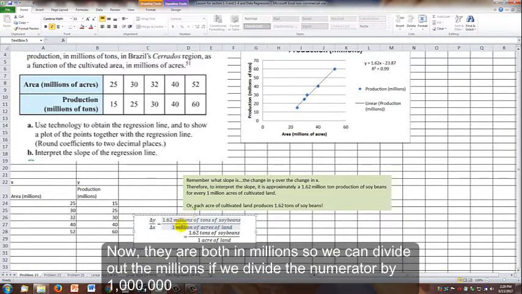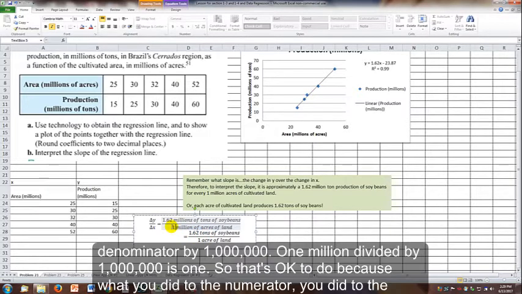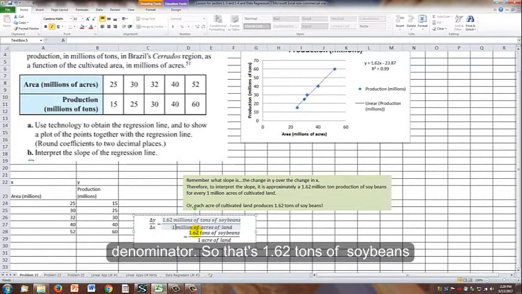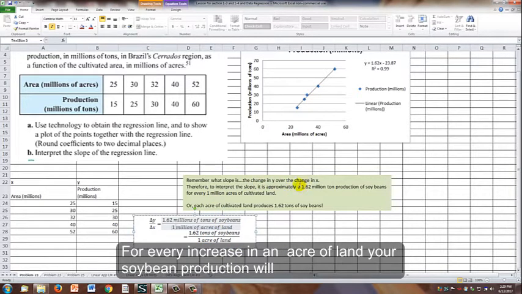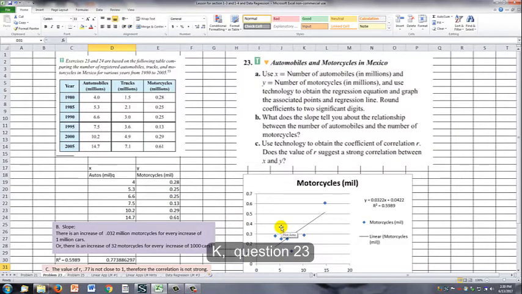Okay, now they're both in millions. So we can divide out the millions. If we divide the numerator by a million, you get 1.62 tons. If you divide the denominator by a million, 1 million divided by a million is 1. So that's okay to do because what you did to the numerator you did to the denominator. So that's 1.62 tons of soybeans for every 1 acre of land. So to interpret, for every increase in acre of land, your soybean production will increase by 1.62 tons. Okay, question 23.